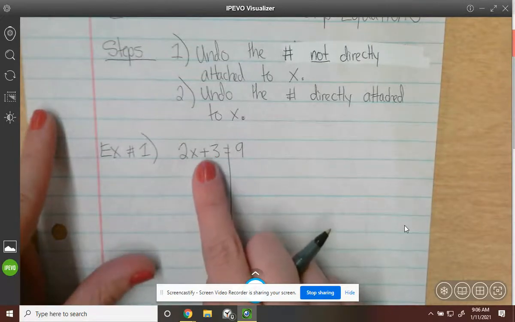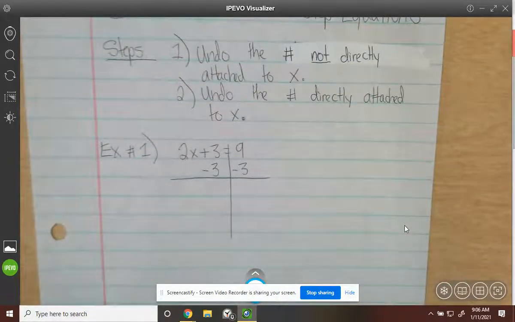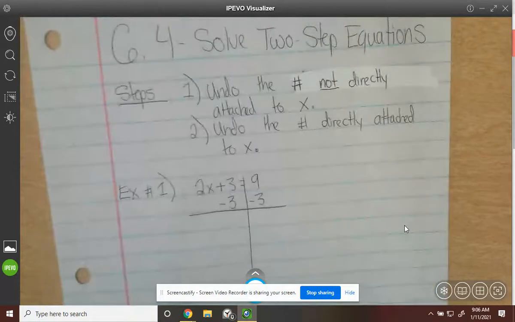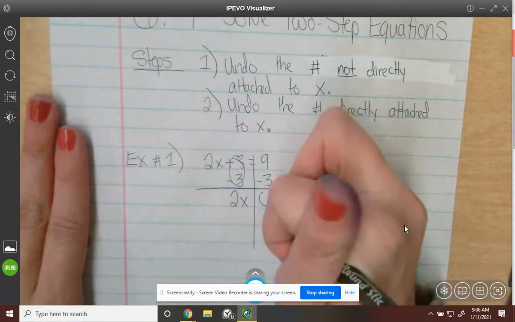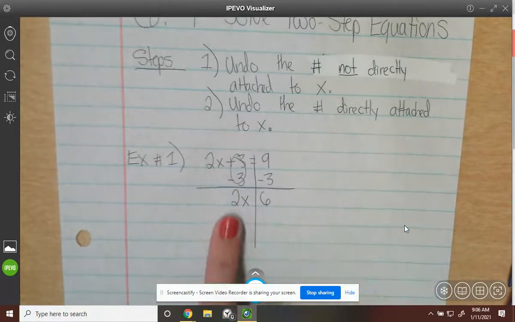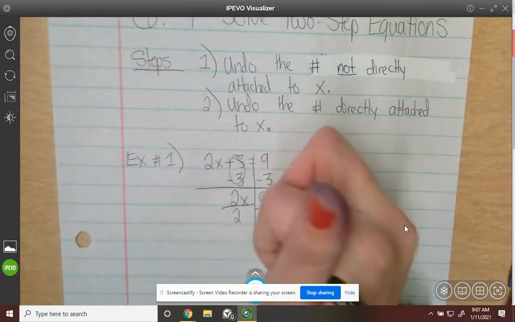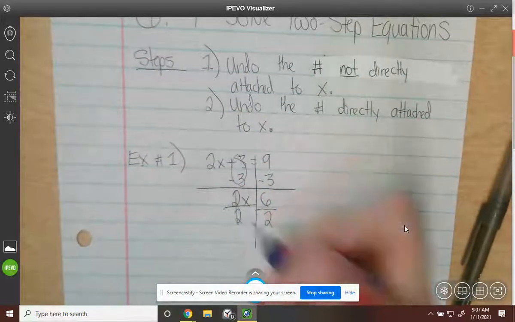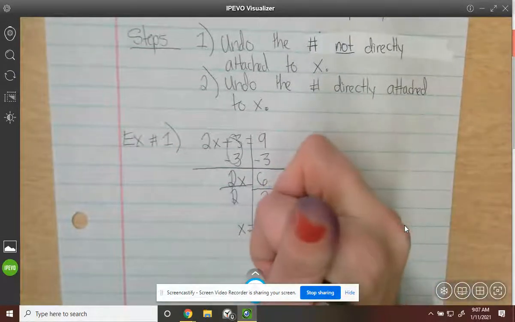How do I get rid of a plus 3? I'm going to minus 3. What you do on one side, you do on both sides. So whenever that happens, that goes away, and I'm left with not x now, it's 2x on this side. And 9 minus 3 leaves me with 6. Now I undo the number directly attached to x. So now I can mess with the 2. How's the 2 and x attached? Multiplication. So how do I undo that? I divide. Okay, whenever I divide, that turns into 1. So I'm left with x equals 6 divided by 2 is 3.